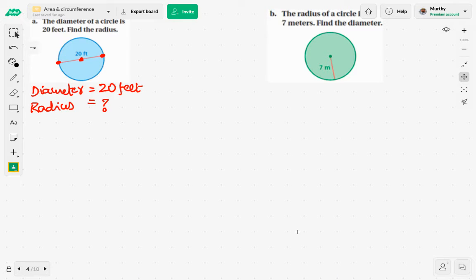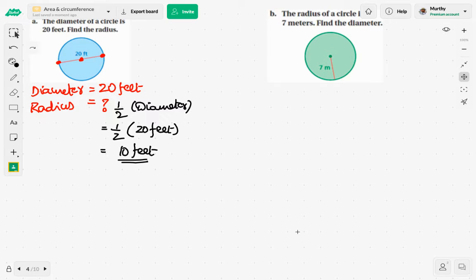Exactly, it is 10 feet. So how did you get it? We know that the radius is half of the diameter. In fact, you need not do any calculations. It is very simple, you can do mental calculations. Half of 20 gives you 10 feet. That's the correct answer, right?